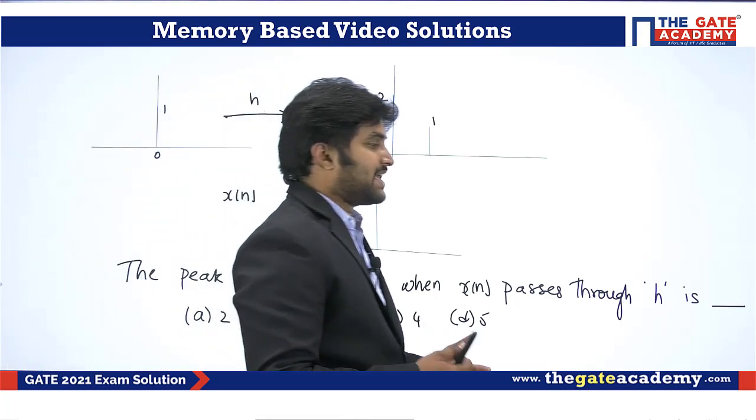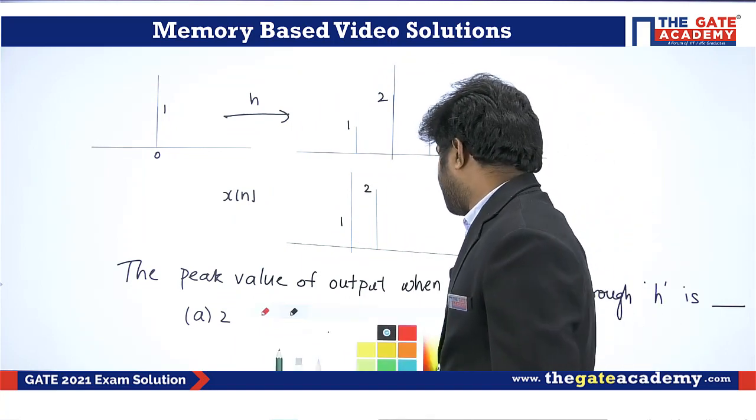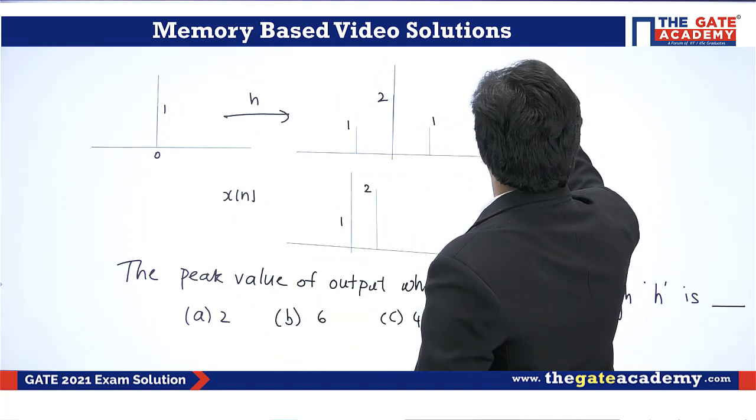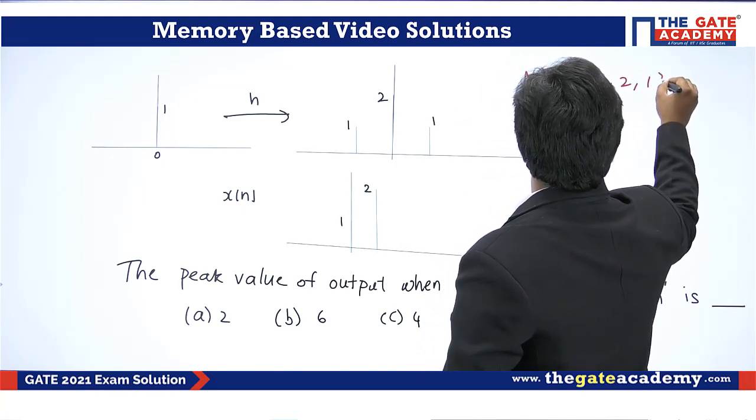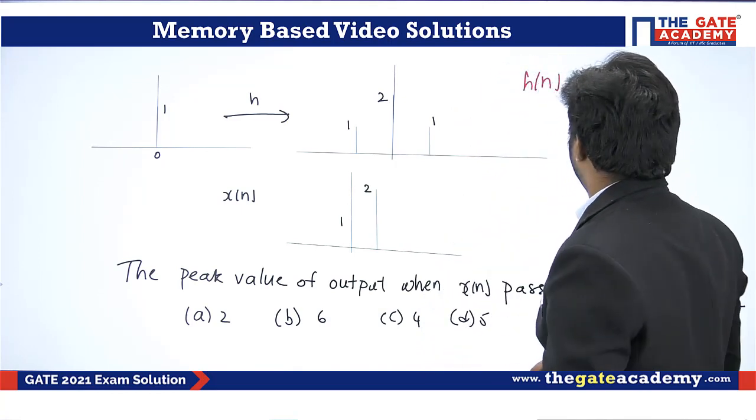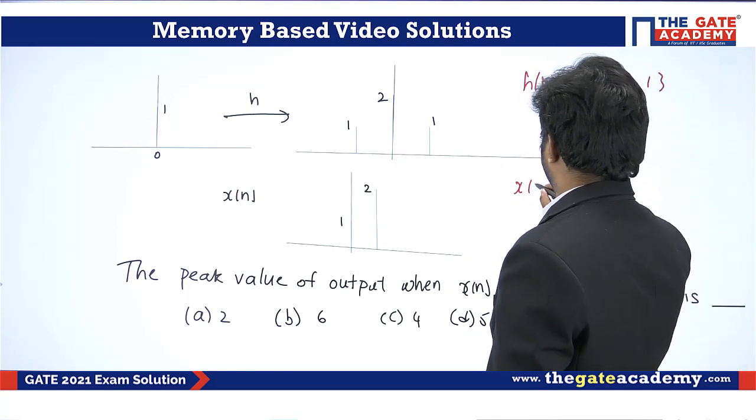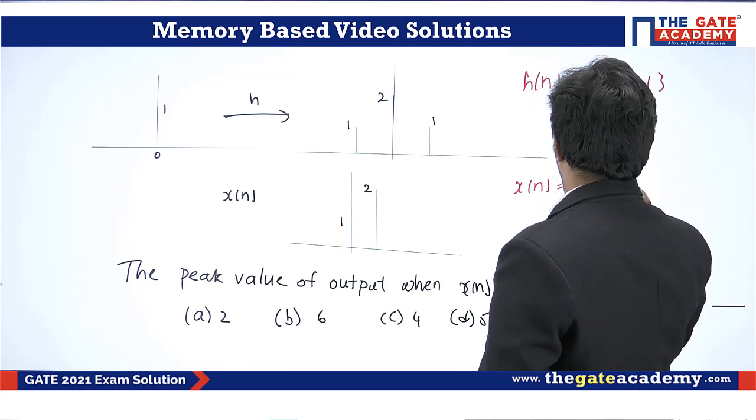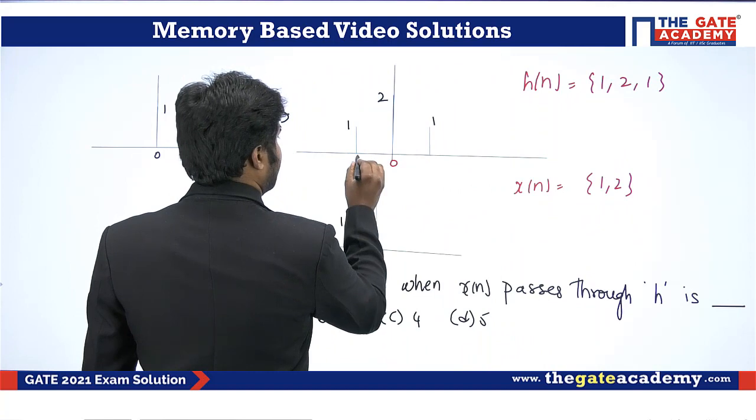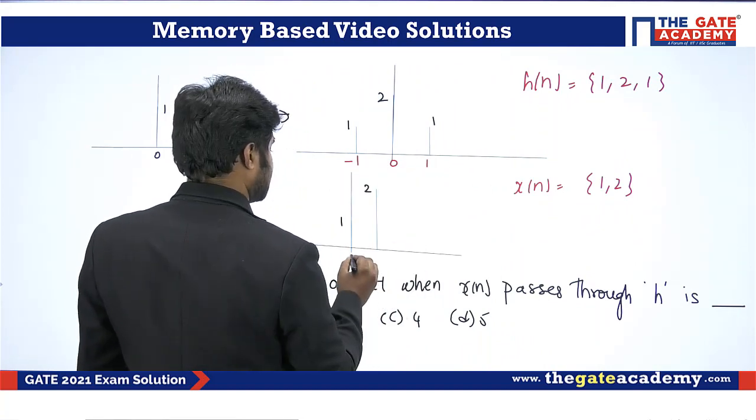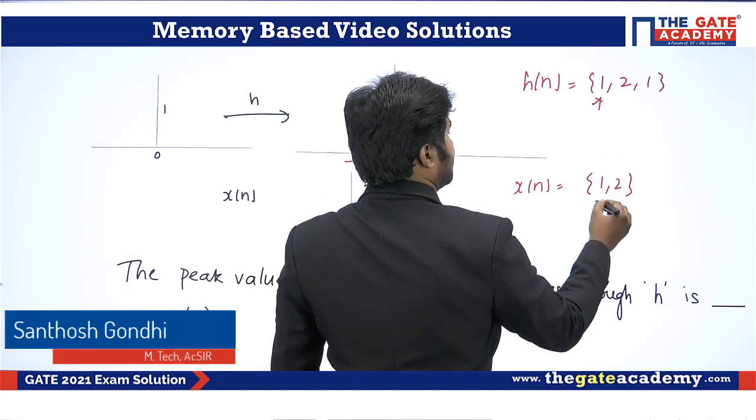Can you tell me what is h of n? What is this impulse response? h of n is simply 1, 2, 1, isn't it? Yes or no? Whereas x of n is simply 1, 2. Okay, so let me also make it more clear. This is 0, this is minus 1, this is 1, this is 0, and this is 1. So the arrow positions are also clear to us.